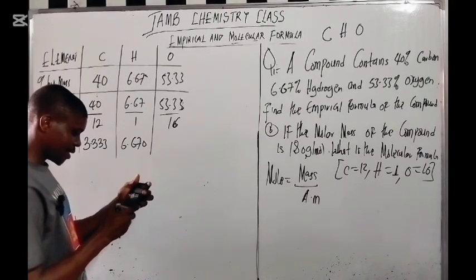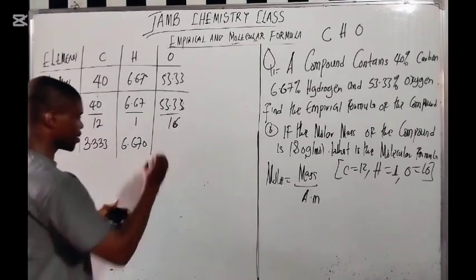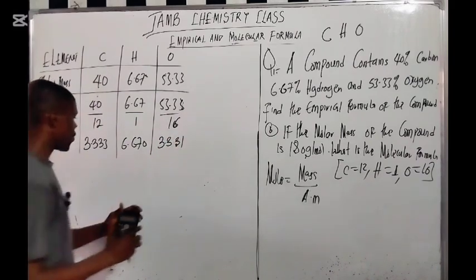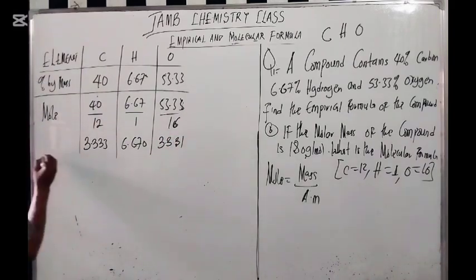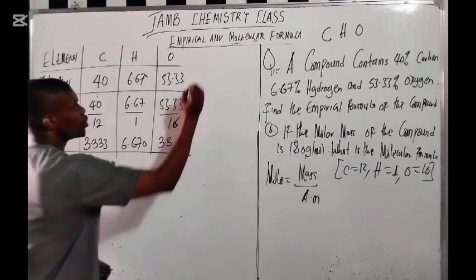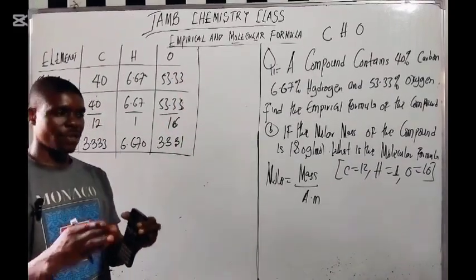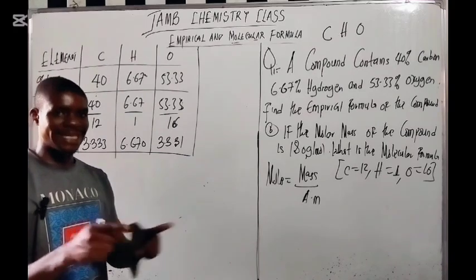53.3 divided by 16. What do you have here? Here we have 3.331. Idea for accuracy's sake. Now, once you have got this one here, for the empirical formula, let me just say you are 8% done.